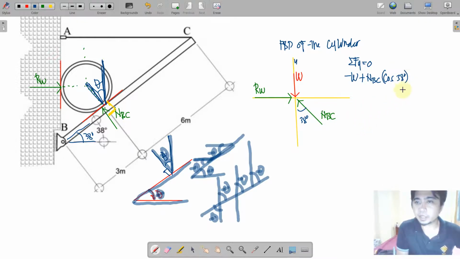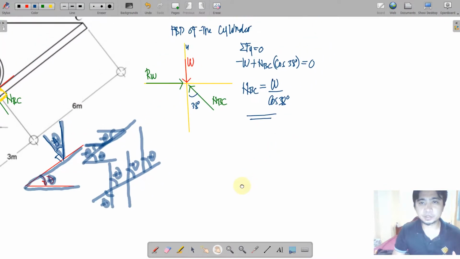Alright. So that is equal to 0. In short, negative W plus NBC cosine 38 is equal to 0. I'll just express this in terms of normal force. So the normal force BC is equivalent to what? W all over cosine of 38 degrees. Because W will eventually transpose to the other side and become positive, and then we eliminate cosine 38 by dividing both sides by cosine 38. Therefore, the normal at BC is W all over cosine 38 degrees.